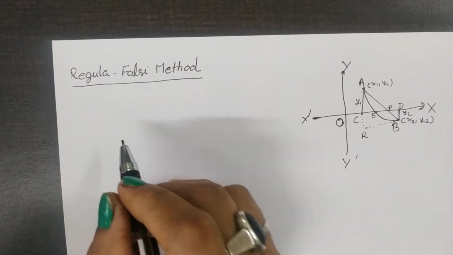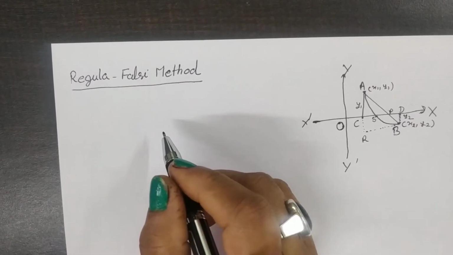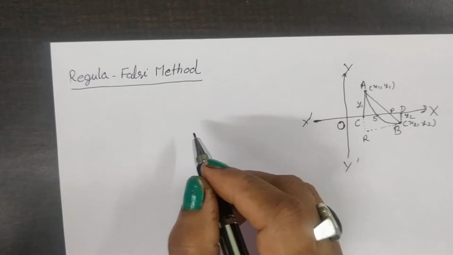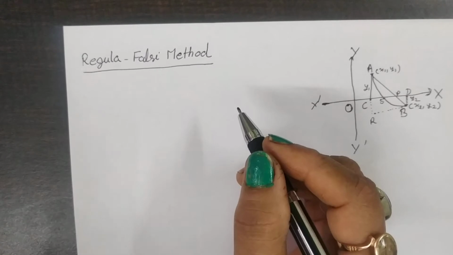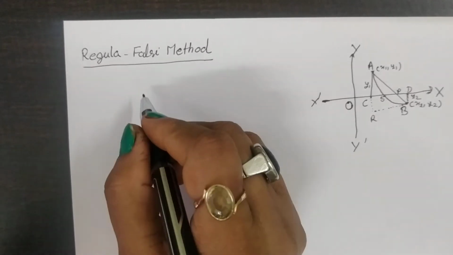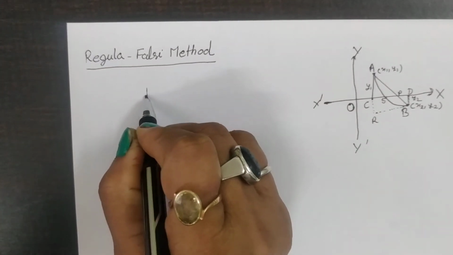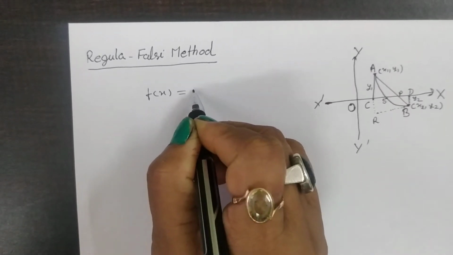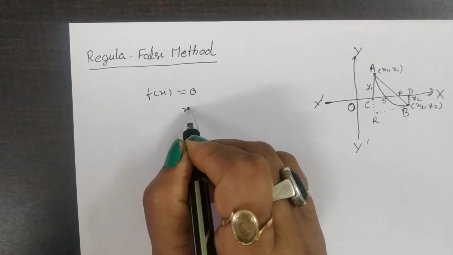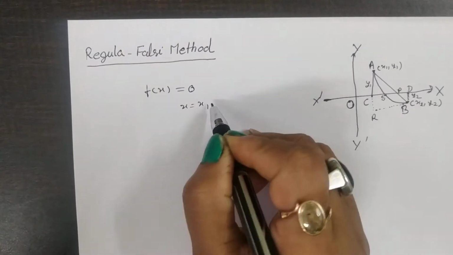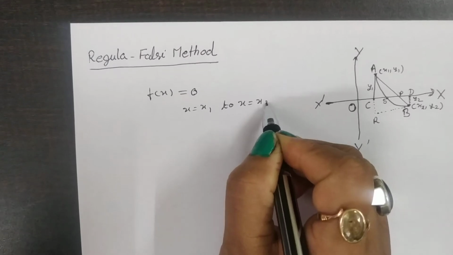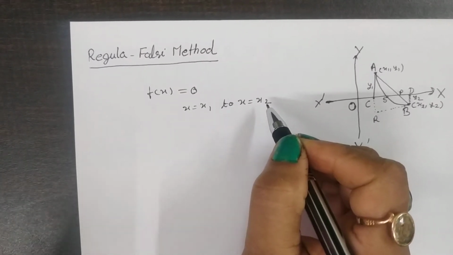As friends, today I will define for you the regular falsi method for solving an equation f(x) = 0, which is an algebraic or transcendental type equation. In this method, to find the real root of the equation f(x) = 0, we take a sufficiently small interval x = x1 to x = x2, in which the root of the equation lies.